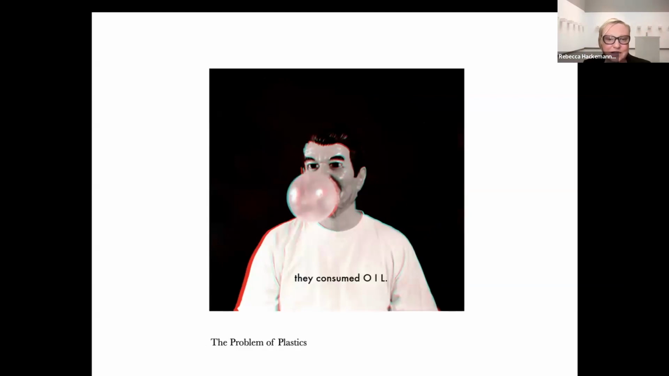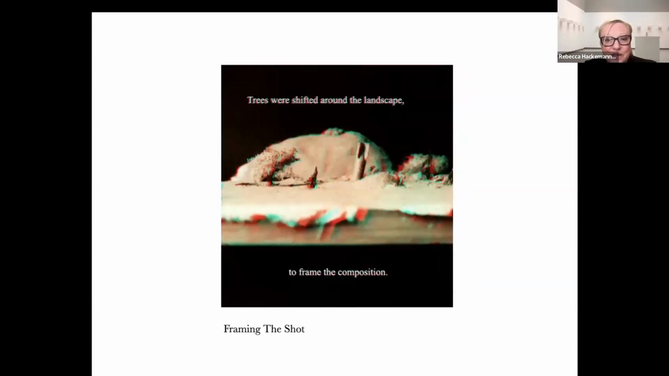The problem of plastics. This one is a reminder that plastic is made of oil too. Plastic is very political, and people sometimes forget. And this one is called Framing the Shot.